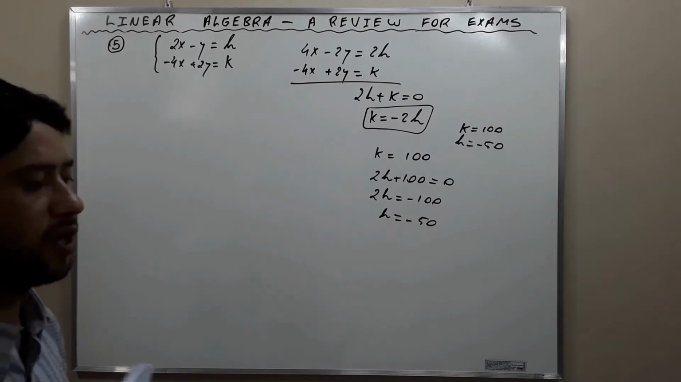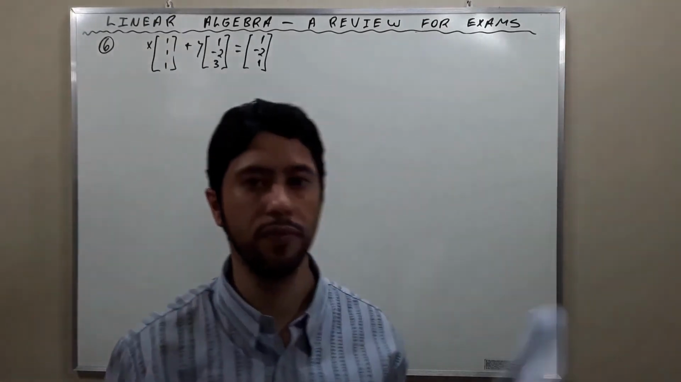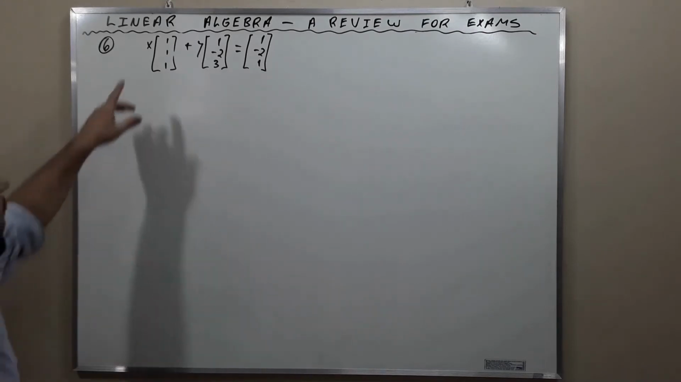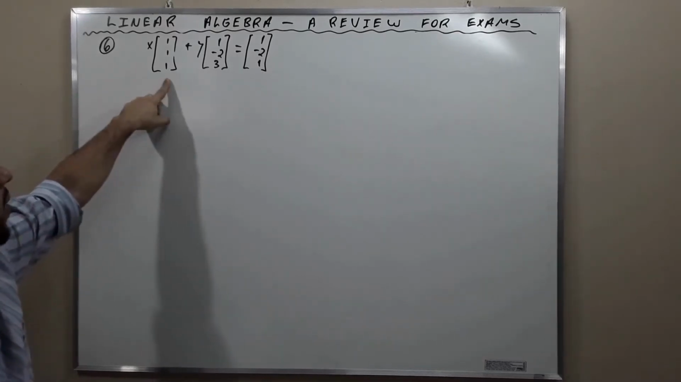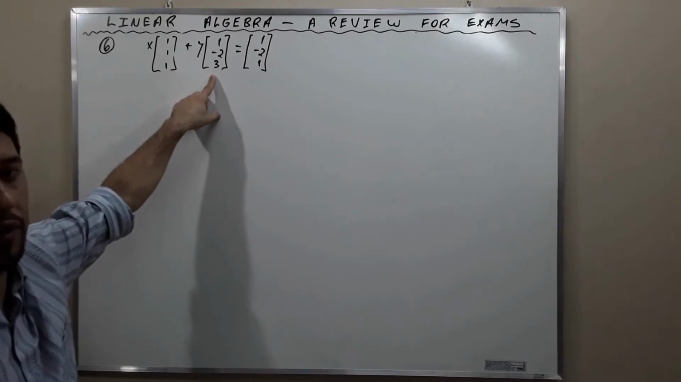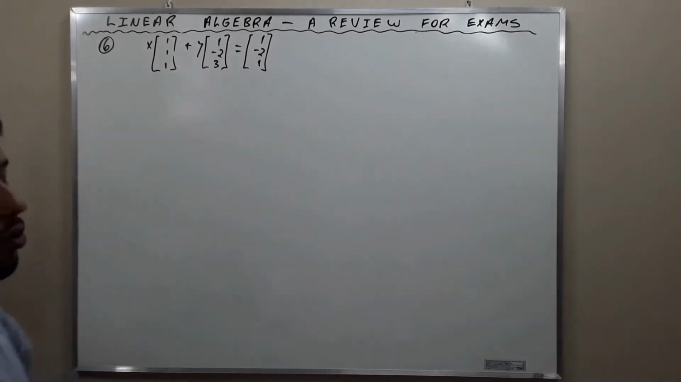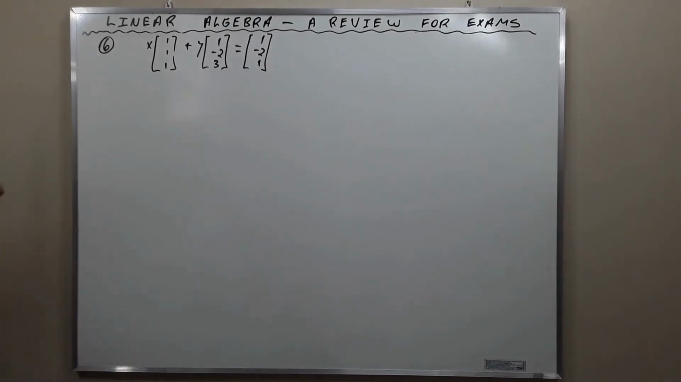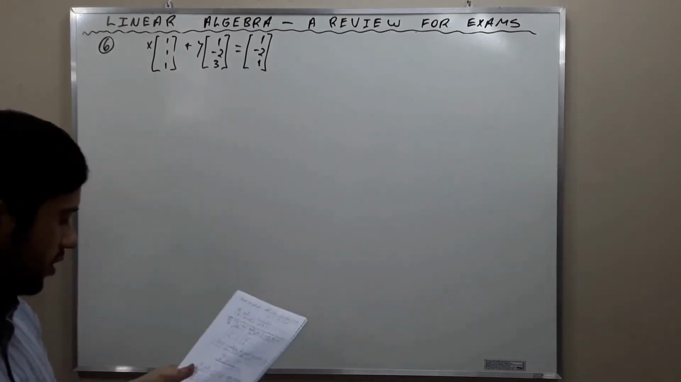Let's go to exercise number 6. Exercise number 6. Write a system of equations that represent or is similar to this vector equation. Okay, it is simple, it is easy. I have here x multiplying a vector plus y multiplying a vector, and the result is also a vector. We want to write a system of equations that is equal or similar and represent this vector equation here.